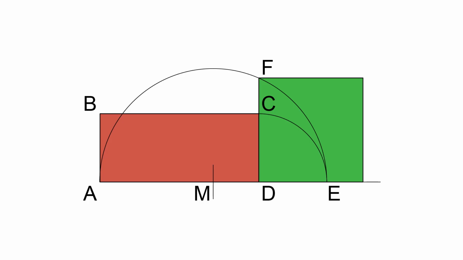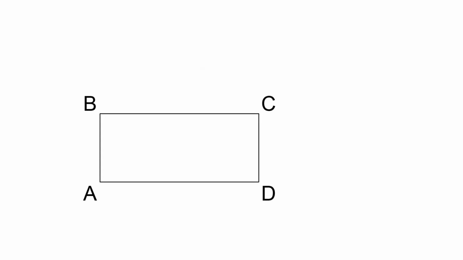Hello everyone. In this video, we will learn how to convert a rectangle into a square of the same area by using geometrical construction. Let's start. If ABCD is our rectangle, the first step is to extend AD as shown.